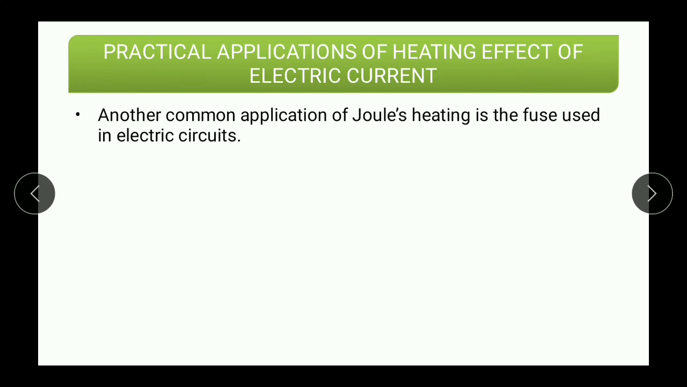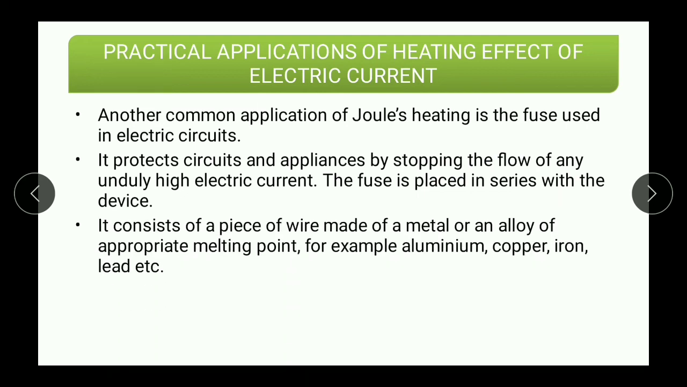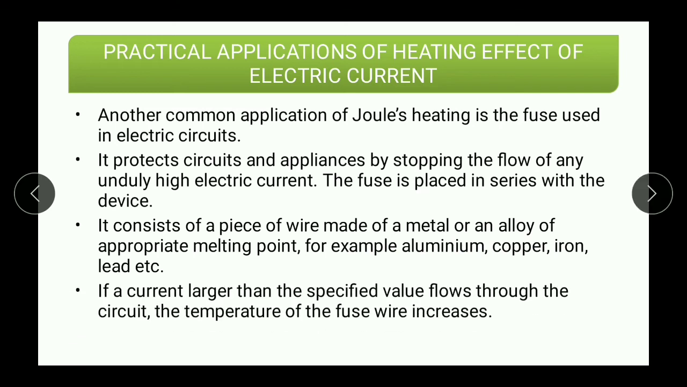Let us revise. It protects the circuit and appliances by stopping the flow of any unduly high electric current. The fuse is placed in series with the device. Very important: it is placed in series with the device so that all the current first goes through the fuse. It consists of a piece of wire made of metal or an alloy with the appropriate melting point. For example, it can be aluminium, copper, iron or lead. Mostly we use copper or aluminium wire.